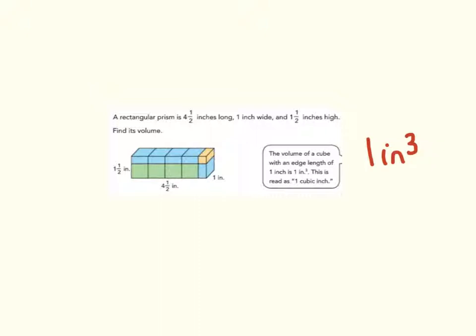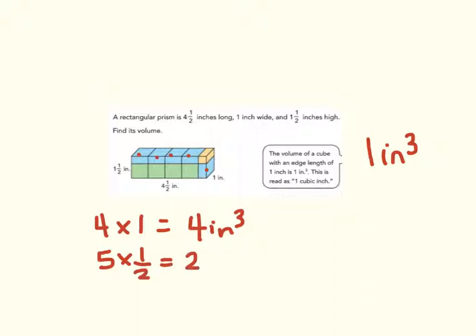Each green cube is 1 inch cubed. So we have 4 of those. We have 4 times 1, giving us 4 cubic inches. We have 1, 2, 3, 4, 5 half cubes. So 5 times 1/2 is 2.5 inches cubed for the blue cubes. Then we have a 1/4 cube as well.